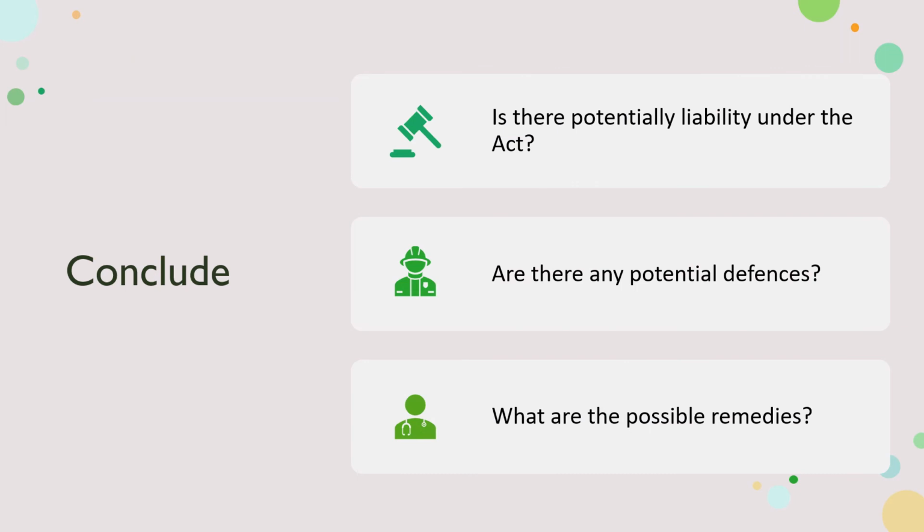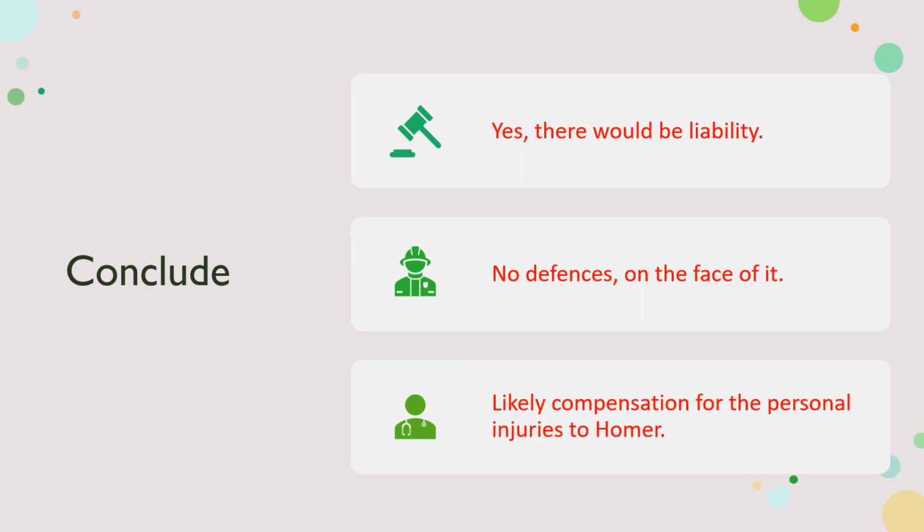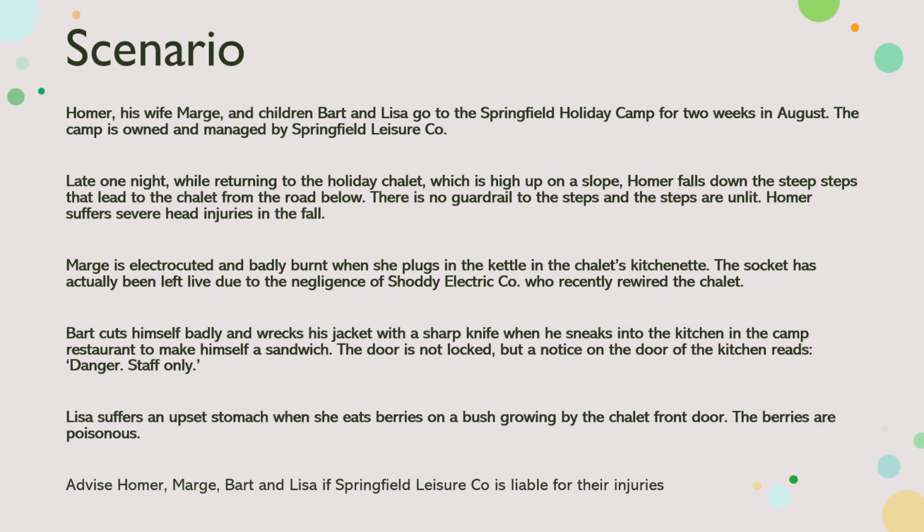So to conclude then, is there potential liability under the Act? Yes, there would be liability. Are there potential defences? No, on the face of it, none in that scenario. And finally, what are the possible remedies? Likely compensation for the personal injuries to Homer, and of course, in a larger form question, we need to go on about how this would be set out and the damages, how they'll be awarded and so on. But there's not enough detail in this particular one to be doing that.